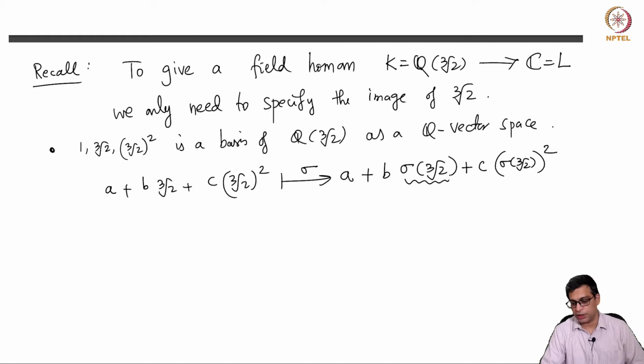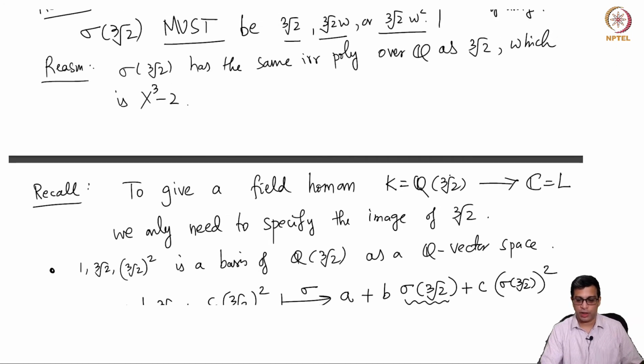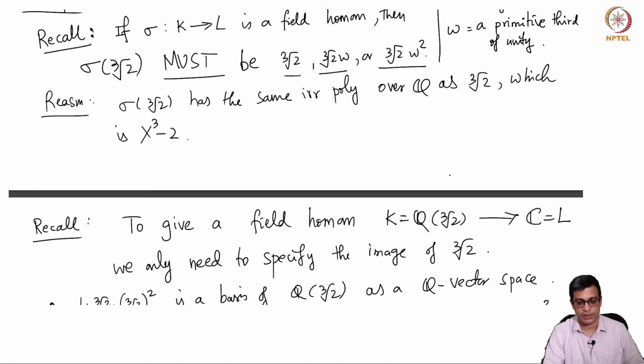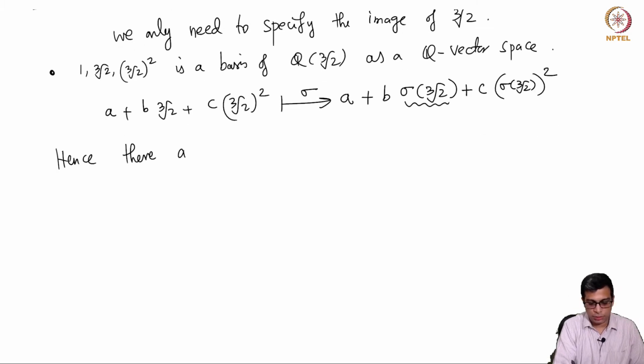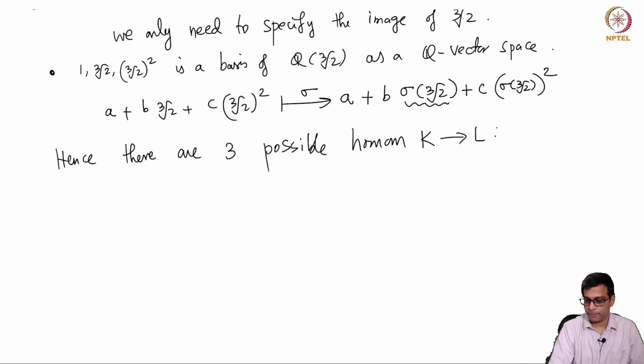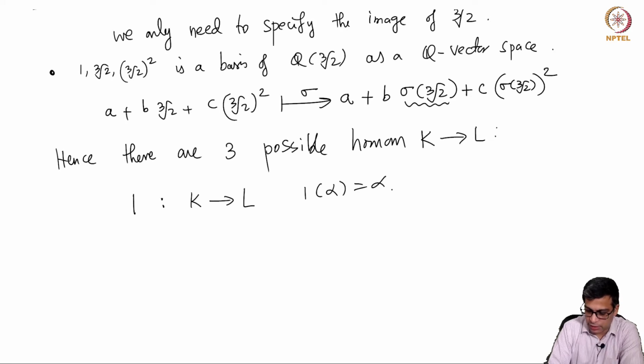So that means the only choice is to determine the image of cube root of 2, and as I recalled earlier, the only possibilities for the image of cube root of 2 are these three. So we have only three possible homomorphisms from K to L, and they are 1. I'll denote it by 1, though it's a bit confusing, but 1 of any element is itself.